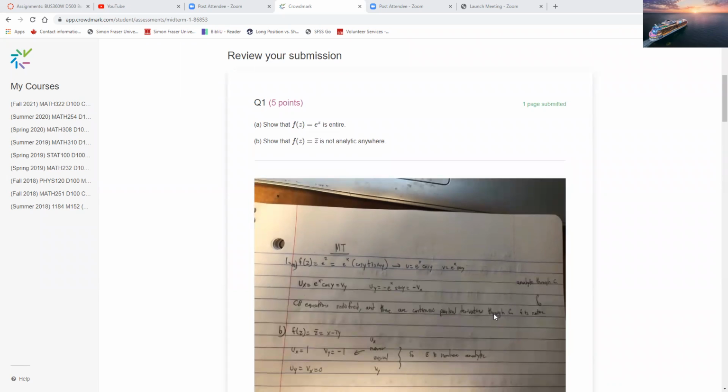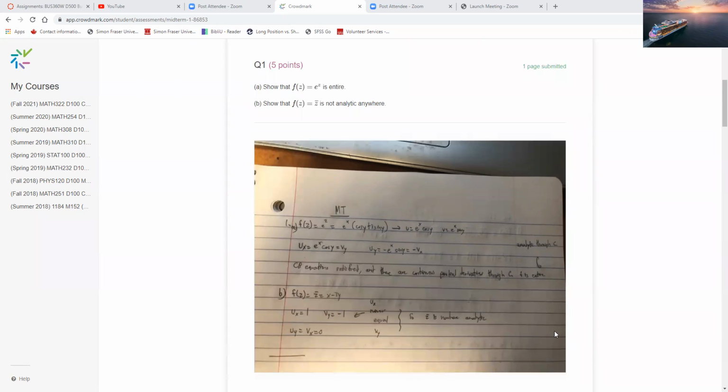For f of z equals z conjugate, that's equal to x minus iy, because z is just x plus iy, so you just flip it. u_y is equal to negative v_x, and that's 0, but u_x is never equal to v_y across the domain, so it's nowhere analytic. This reminds me, I remember studying that functions can have continuous partial derivatives in the complex plane, yet still be nowhere analytic, which is a surprising fact, but it's true.